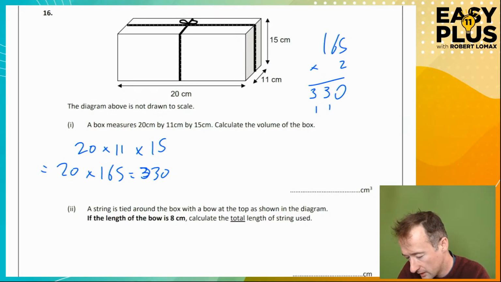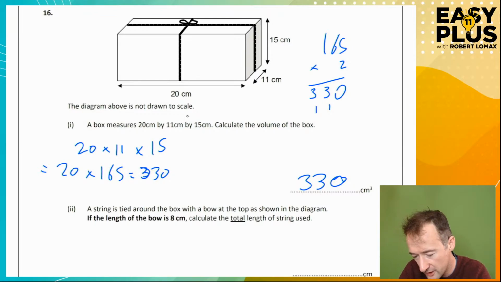Much more about. Okay, so the volume of the box, 330 centimeters cubed, which again is the width times the depth times the height. Easy peasy. Got to write the volume centimeters cubed, except that they've given it to you. The units, sorry.